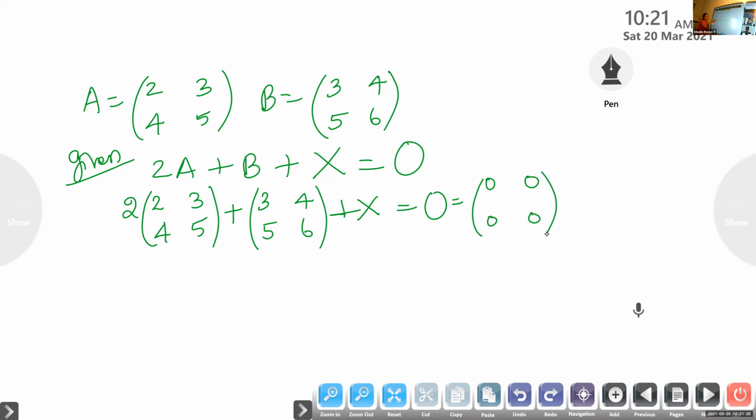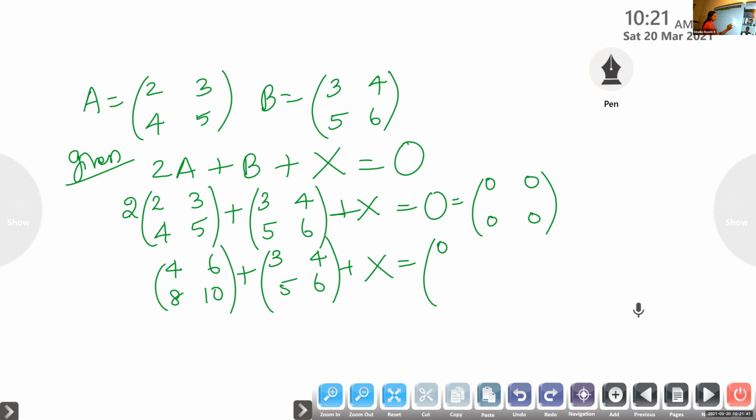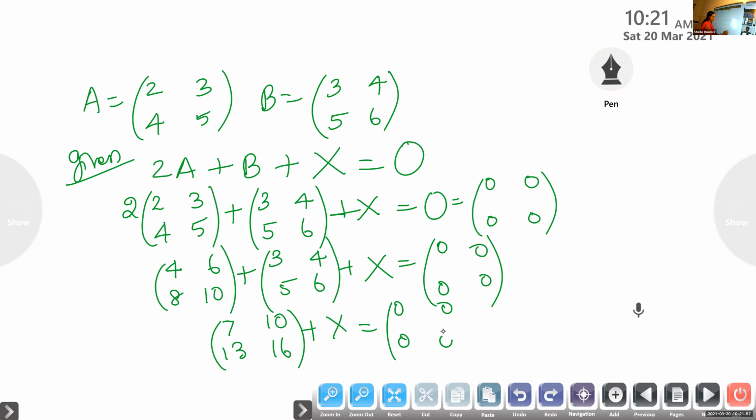Now first you open the bracket. You multiply this, scalar multiplication. So 4, 6, 8, 10, plus 3, 4, 5, 6, plus X is equal to 0, 0, 0, 0. Now when you add this, what will you get? 7, 10, 13, 16, plus X is equal to 0, 0, 0, 0.